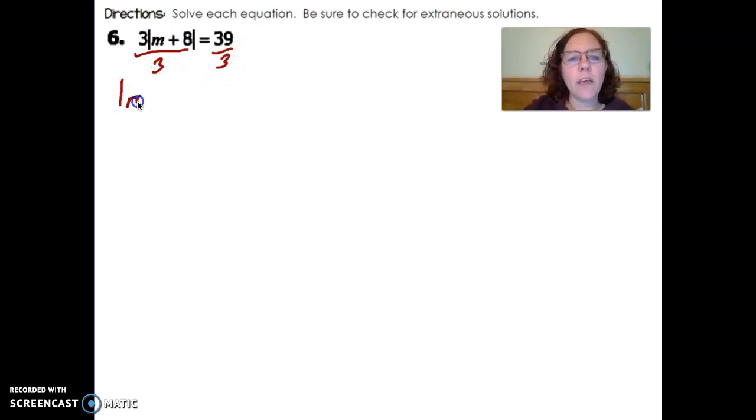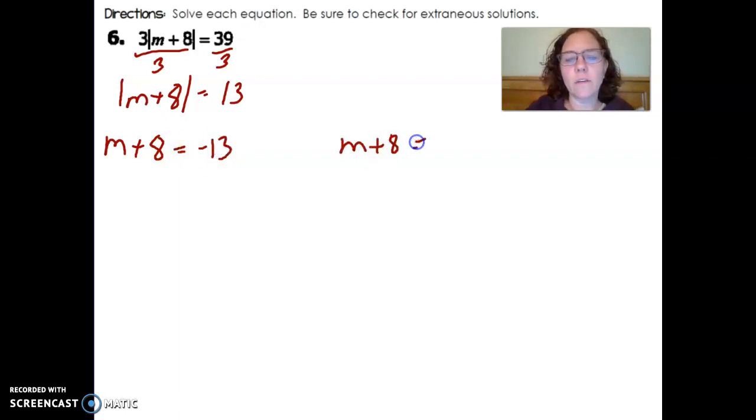So I have the absolute value of m plus 8 is equal to 13. So I have the absolute value equal to a positive number. That's good. I've measured that distance. So I can say I might have gone 13 units to the left. I might have gone 13 units to the right. And I have to solve for both of those possibilities. So to get m by itself, I'm going to subtract 8 on both sides.